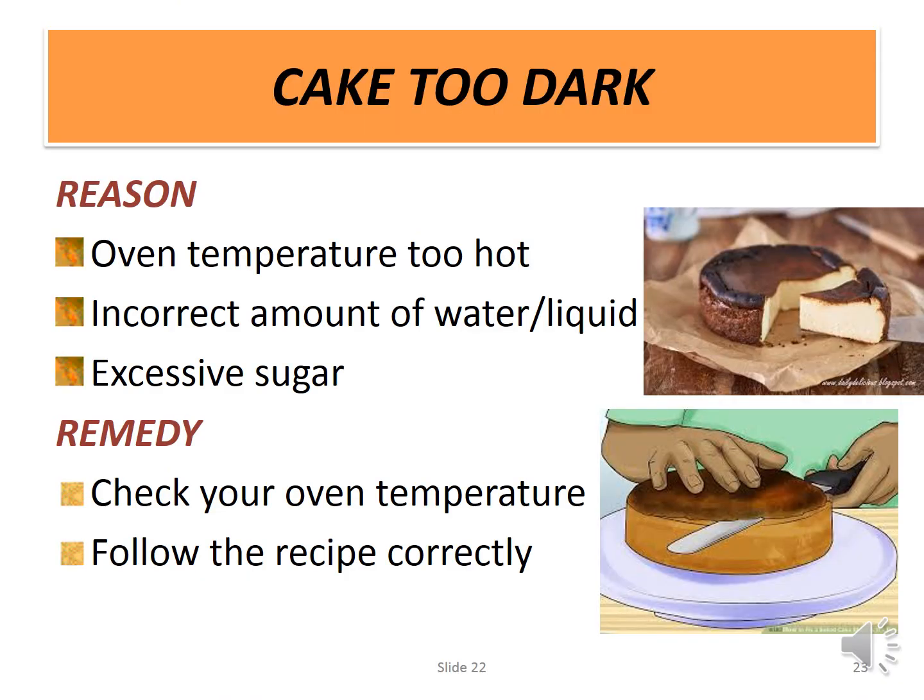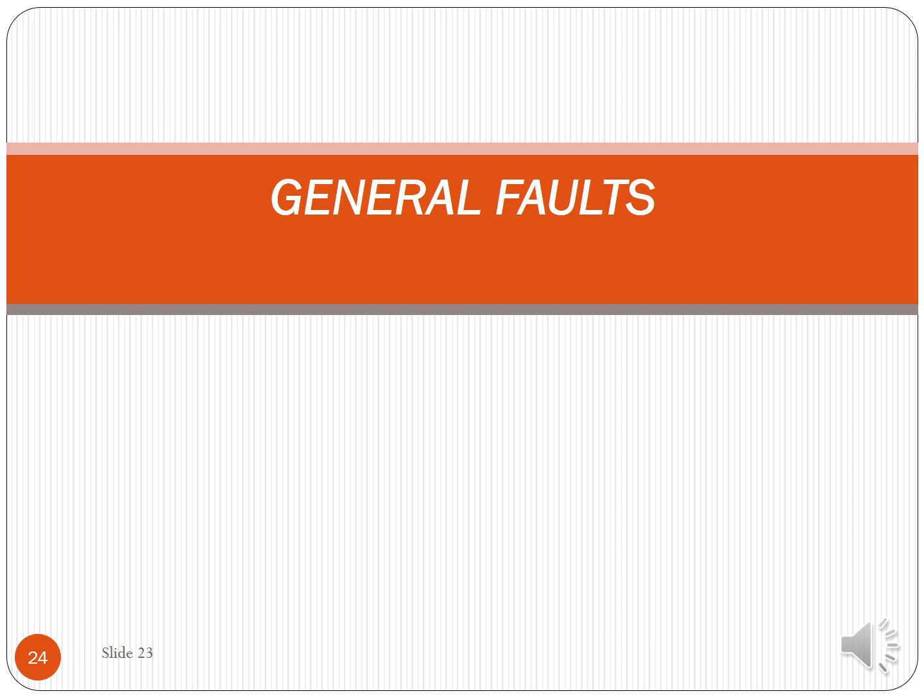Sometimes you find that the cake is very dark. Again, the cake can be dark if the oven temperature is very hot, you are not using a very correct amount of water or liquid, or an excessive amount of sugar has been added. For that, you will have to follow the recipe religiously. You will have to maintain the proper temperature.